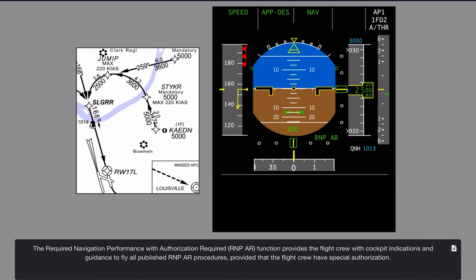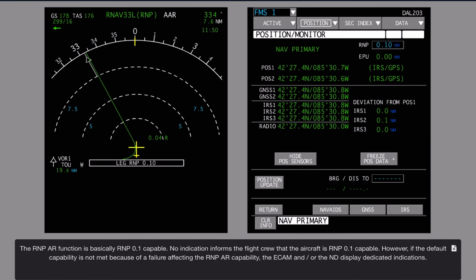The required navigation performance with authorization required, RNP-AR, function provides the flight crew with cockpit indications and guidance to fly all published RNP-AR procedures, provided that the flight crew have special authorization. The RNP-AR function is basically RNP 0.1 capable. No indication informs the flight crew that the aircraft is RNP 0.1 capable.